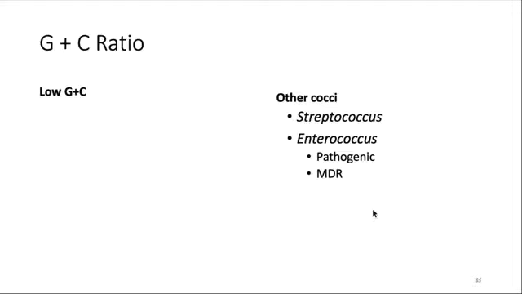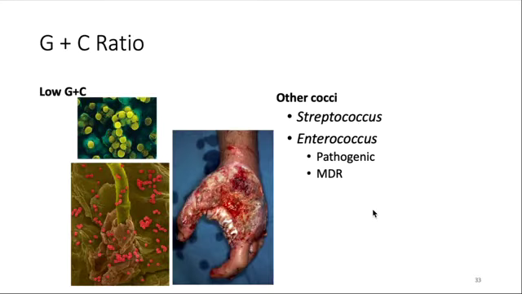The other group that we are looking at under the low GC are the cocci group. So we are still talking about the phylum Firmicutes. There are some cocci bacteria that belong to this group, and we have Streptococcus groups, and then we have the Enterococcus group. Now for the Streptococcus, they are known to be very pathogenic. They produce enzymes that will destroy phagocytic cells.